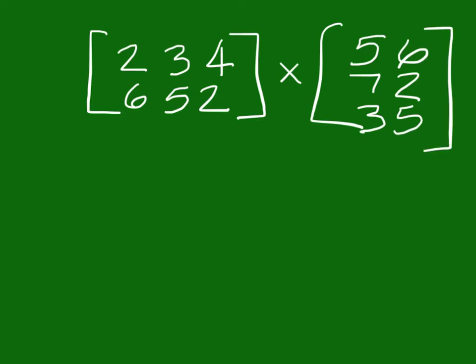How many columns are in the first one? 3 in the first one. 3 columns in the first one. How many rows in the second one?